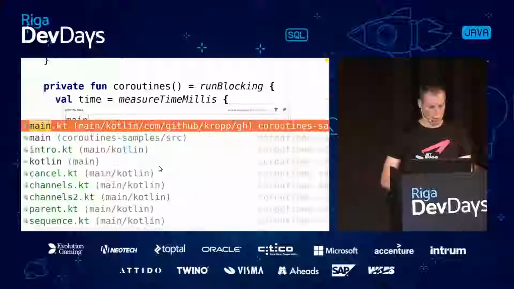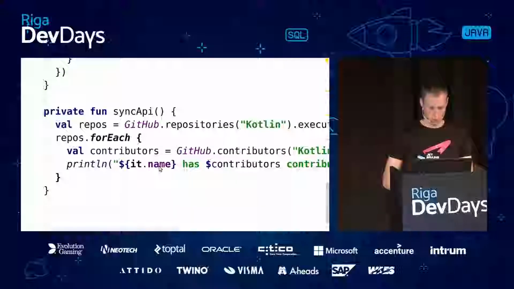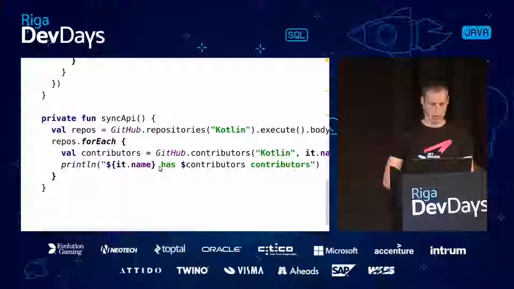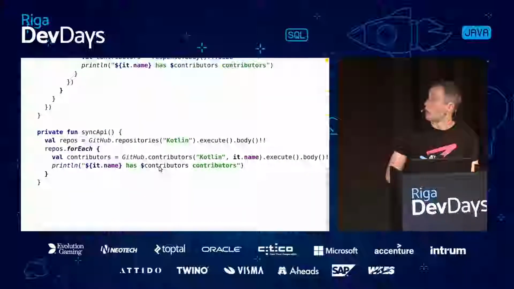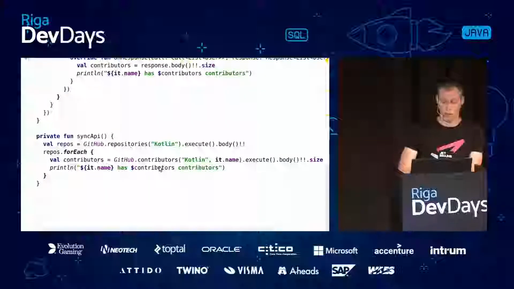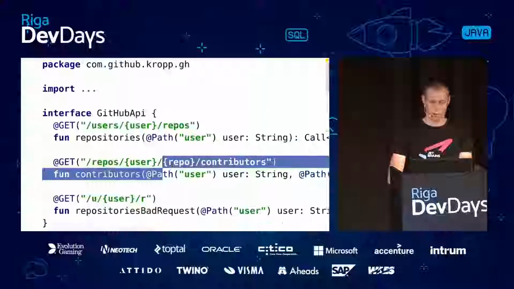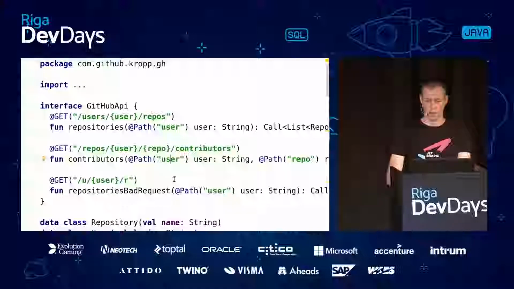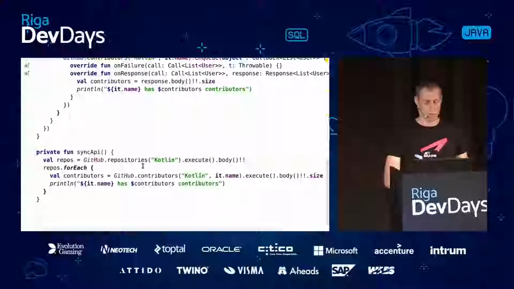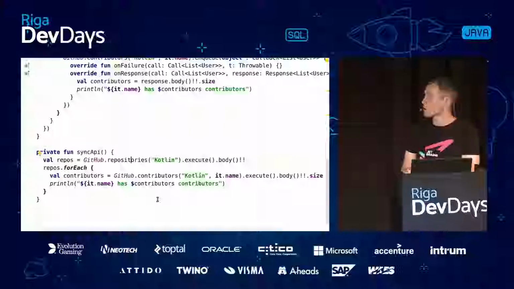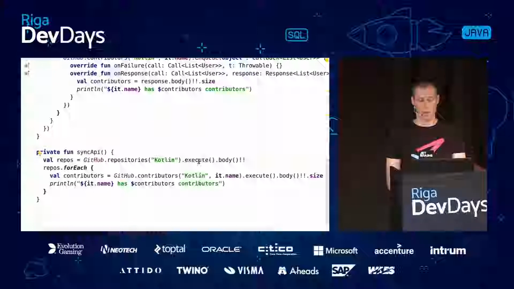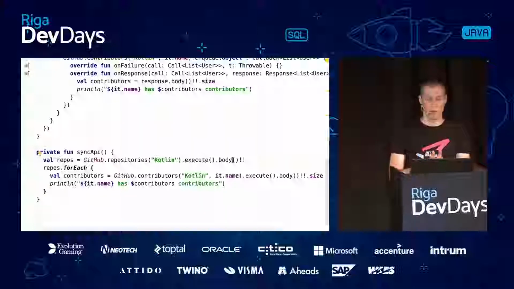Let's take a look at a more realistic example. Here I have an example. I want to list the number of contributors for Kotlin repositories on GitHub. To do this, I use the Retrofit library. I created a simple API. It's not full, but it's enough for our purpose. It has only 2 methods. We first request all repositories for the Kotlin user. We do it synchronously in this example. We use execute, which will block the calling thread and wait for the result. We get a result, these repositories, and then for each repository we invoke another API method to get the number of contributors. Let's run it.